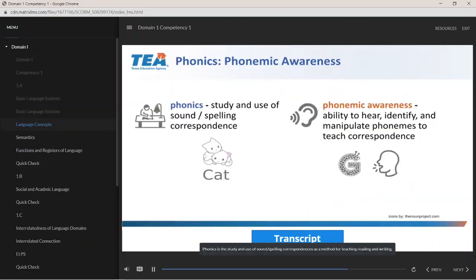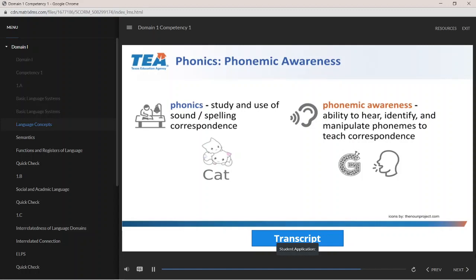Phonics is the study and use of sound-spelling correspondences as a method for teaching reading and writing. Phonics instruction develops the learner's phonemic awareness, or that ability to hear, identify, and manipulate phonemes in order to teach the correspondence between these sounds. This includes learning the spelling patterns to represent the words.